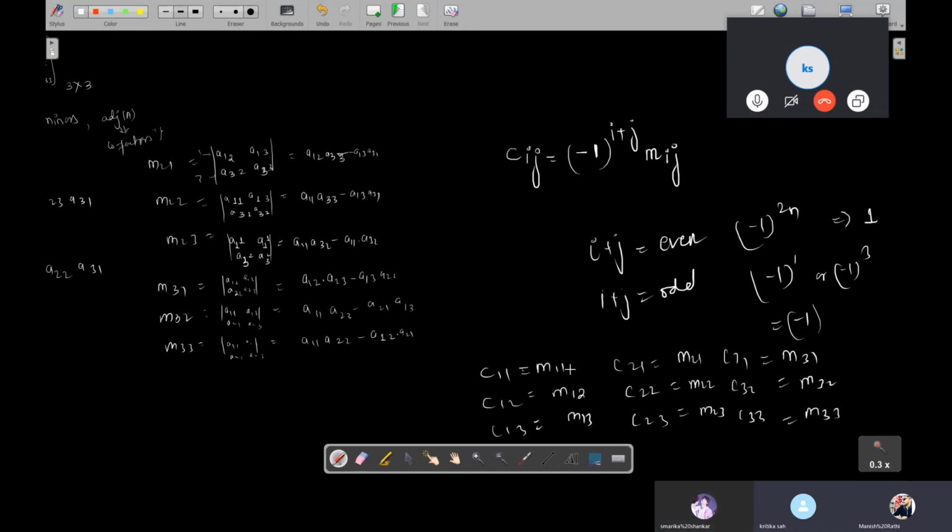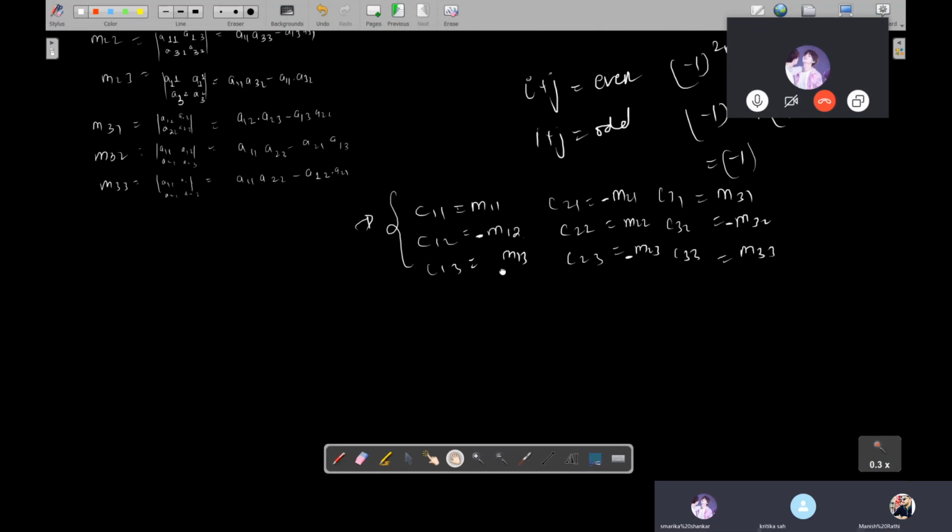Now just add these two. If it is even, no need to write minus. If it is odd, you need to write minus. 1, 2, 3, odd, odd, minus. Odd, minus. Okay. Rest all are even, so I don't have to write minus. So this is the formula for cofactors.